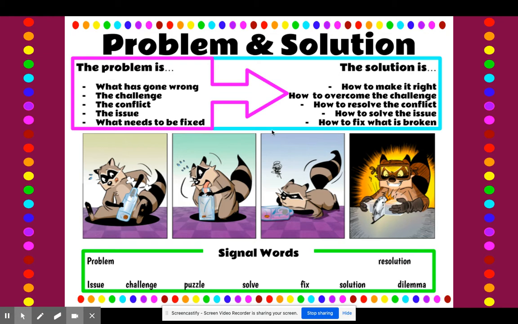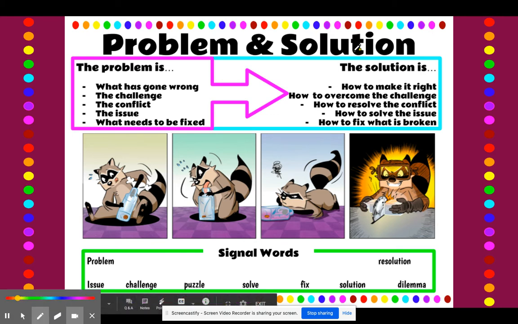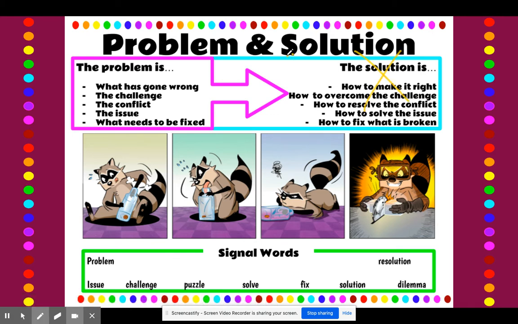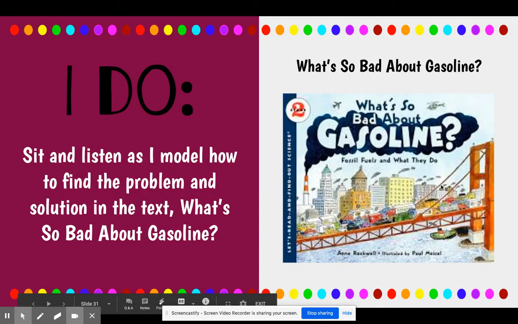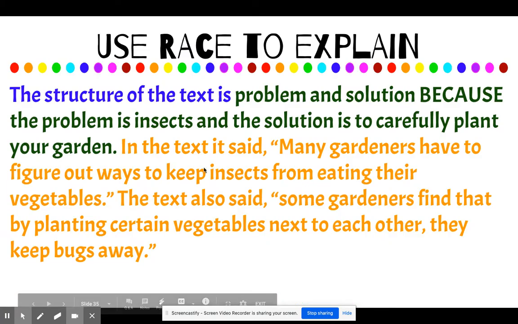Now, I know that we get problem and solution confused with cause and effect sometimes, but remember what we keep saying. If there is no solution, if the author doesn't tell me how to solve it, then the structure cannot be problem and solution. There has to be a solution there in order for us to say, yep, this structure is problem and solution. Keywords to look for when you're looking for this structure are problem, issue, challenge, puzzle, solve, fix, solution, dilemma, and resolution. Okay? All right. Let's look at an example.